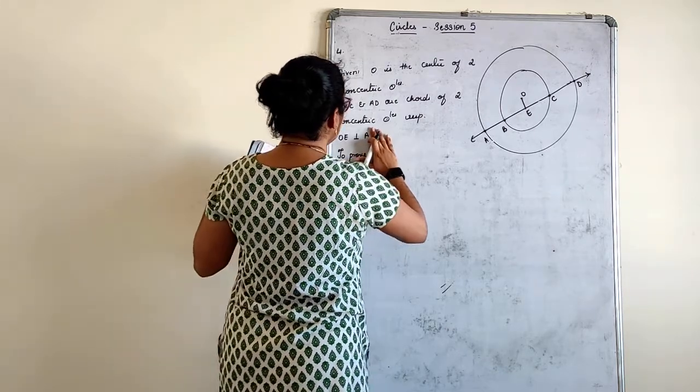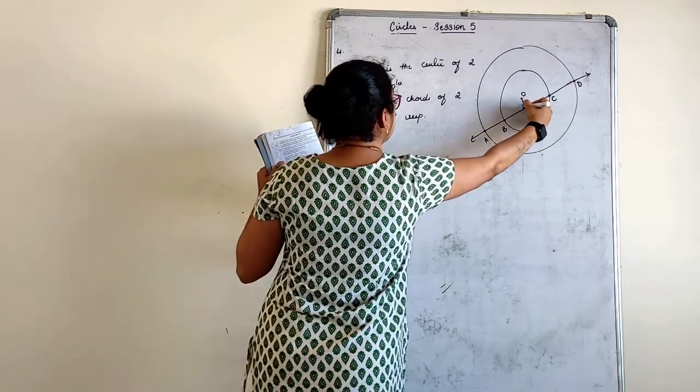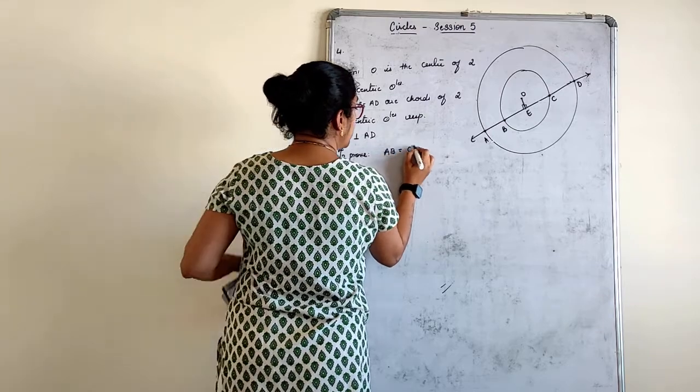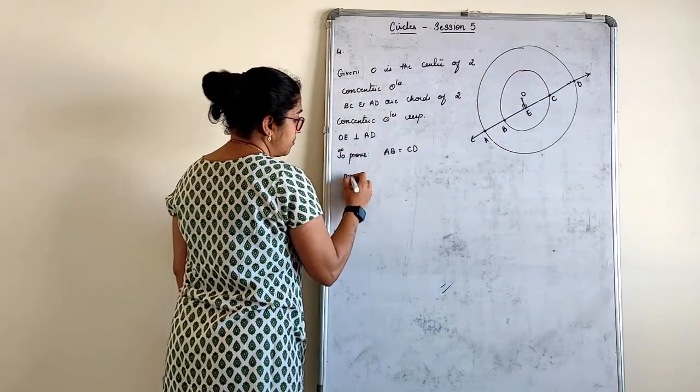To prove, AD I have taken, sorry. Okay, correct. OE is perpendicular to AD. What we have to prove? AB is equal to CD. This part is equal to this. Okay. Proof.